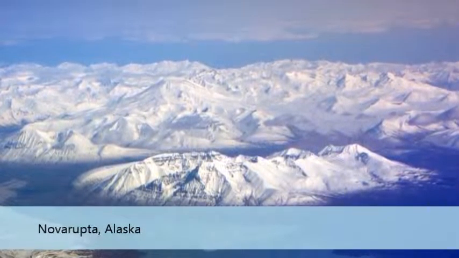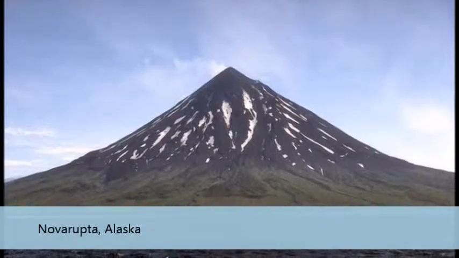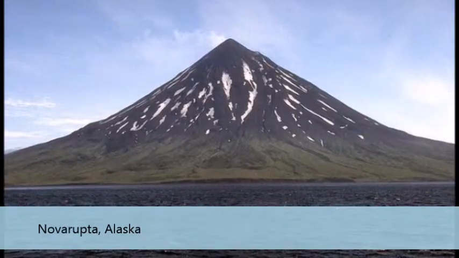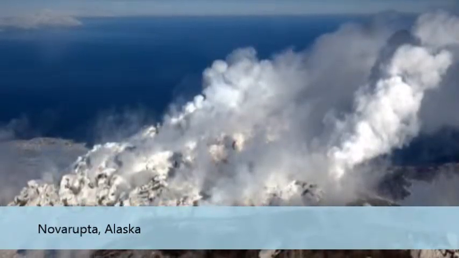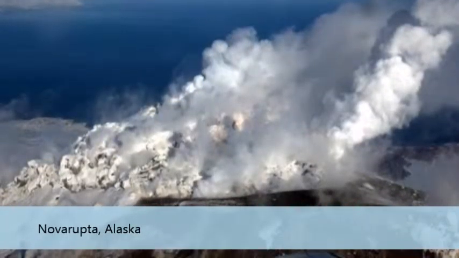In conclusion, Novarupta's eruption in 1912 was remarkable because the explosion itself is what formed the volcano. Novarupta is also one of the most active volcanoes in North America to date due to its placement between the North American and Pacific plates.